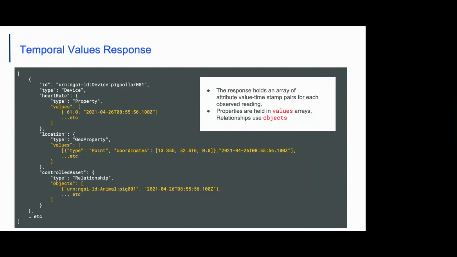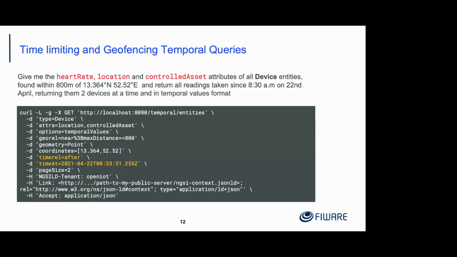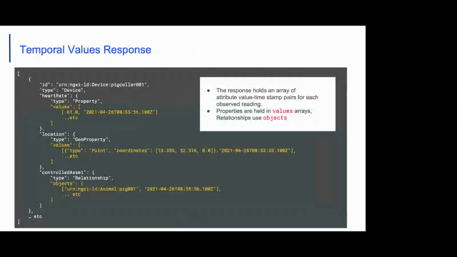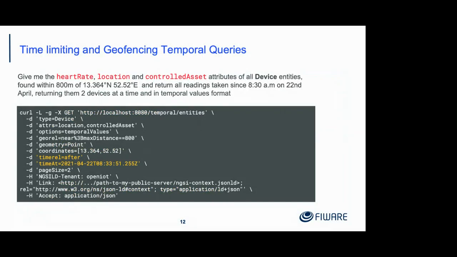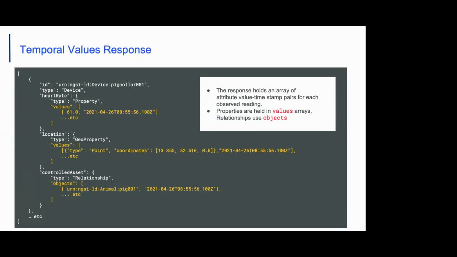If I go for application, again, there are 2 types here. You can either go for the normalized version, or you can go for the temporal values. I have to check the value here.